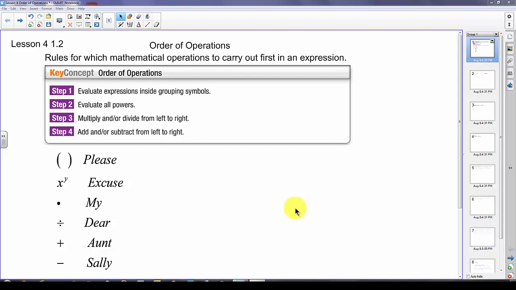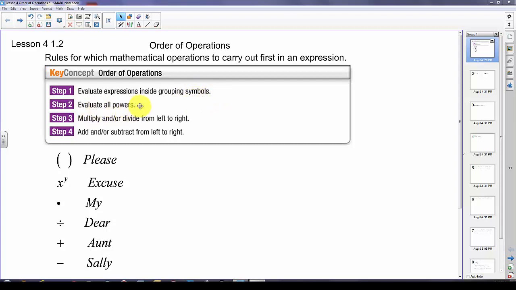So today we talk order of operations, which are basically the rules for general mathematical operations that you want to carry out in specific orders. The first thing we do is look to do anything that is grouped inside symbols, and when they refer to symbols, they're talking about parentheses or brackets.